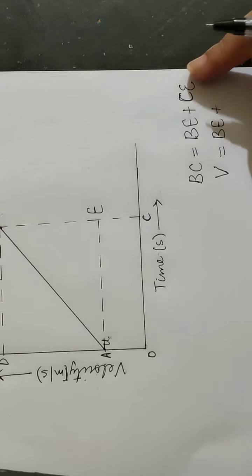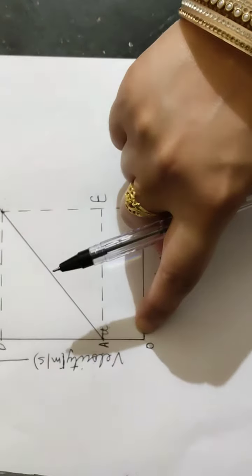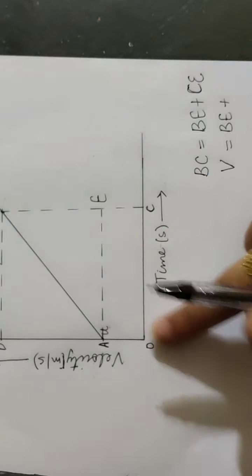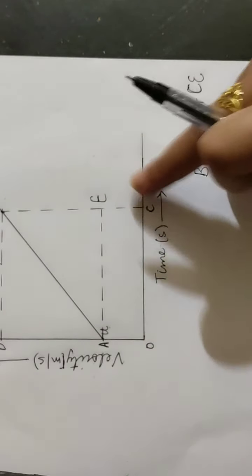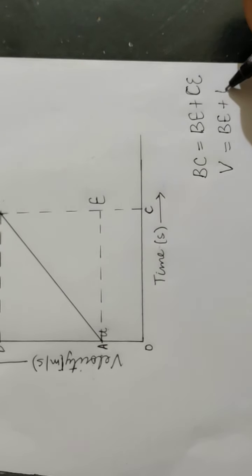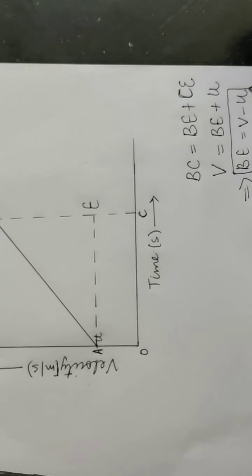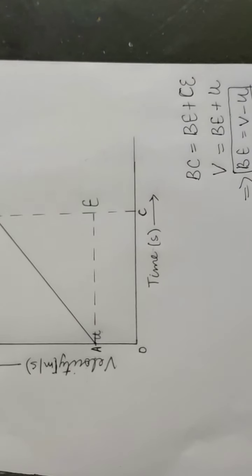And what is this CE equal to? Since CE is parallel to OA, and what is OA equal to? It is equal to u. Thus, we can write CE as u. Therefore, v is equal to BE plus u. On rearranging, we get BE is equal to v minus u.